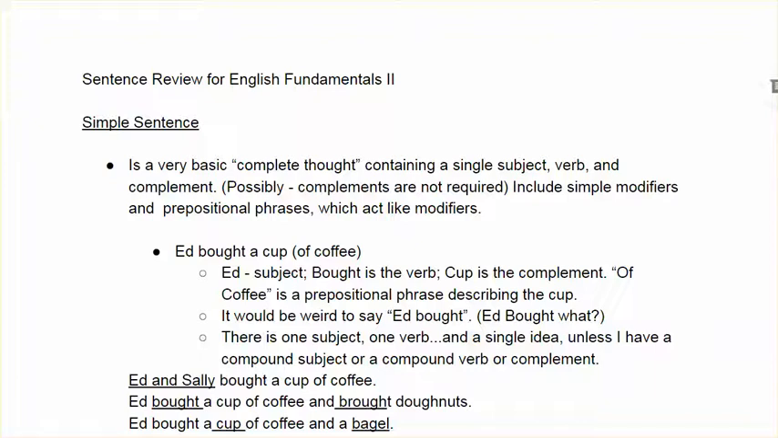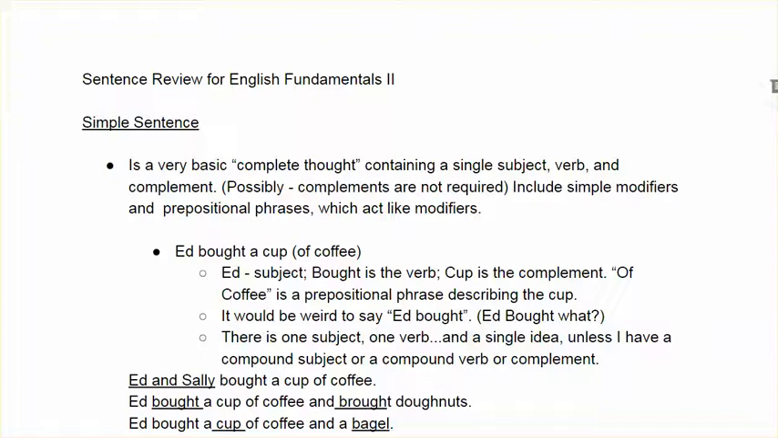For example, Ed bought a cup of coffee. I have of coffee in a parentheses. That is a prepositional phrase. I can probably get by without it, but it tells me what kind of cup. Ed is my subject. That's who. Bought is the verb. Did what. Cup is the complement, a direct object in this case. Of coffee simply describes that. It would be weird to say Ed bought. Ed bought what? To be a complete thought, I need to add something.